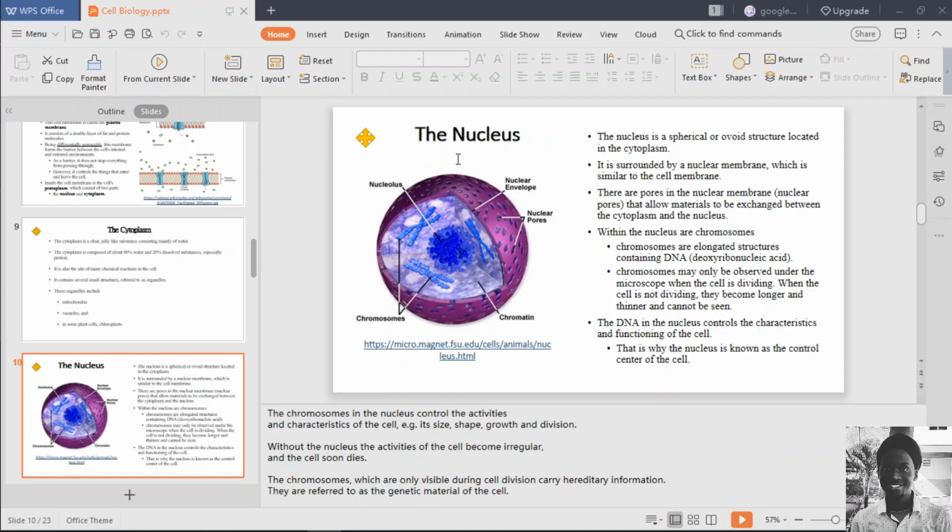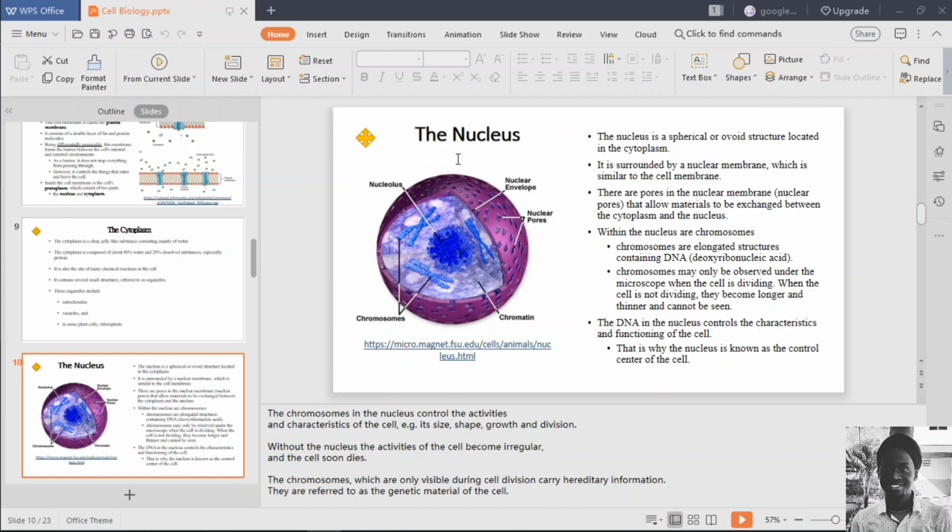Chromosomes may not be able to be seen if the cell is not dividing. So it's only when the cell is dividing that you can see the chromosomes under a microscope. Other than that, when the cell is not dividing, they become longer, thinner, and very hard to see with a microscope, much less with the naked eye.